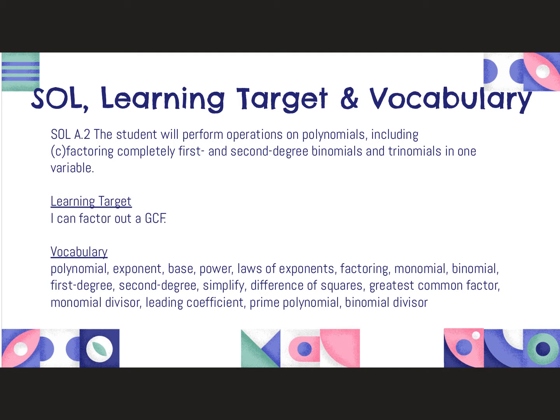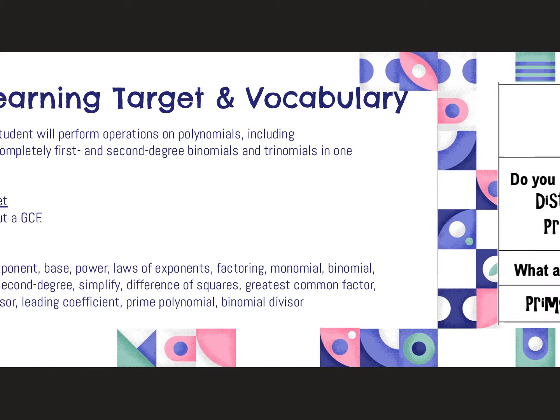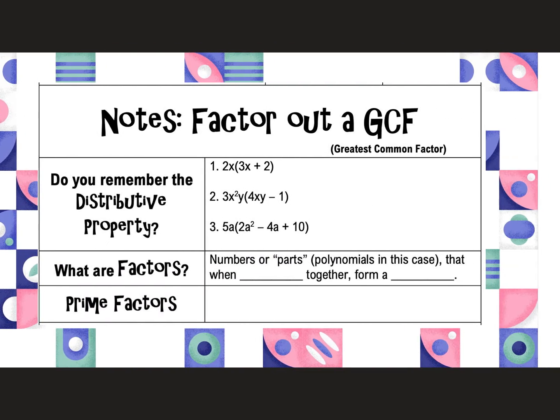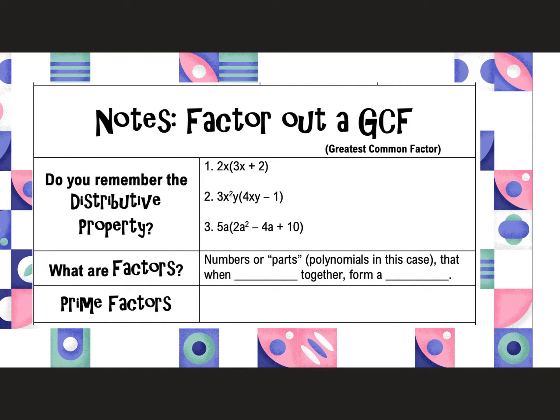The learning target for this video: I can factor out a GCF. So with GCF, we mean greatest common factor. All right, so let's get started. The first thing we're going to do is recall the distributive property. Do you remember the distributive property?